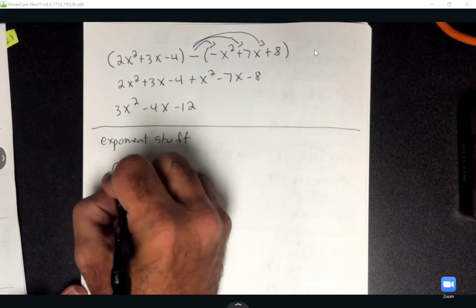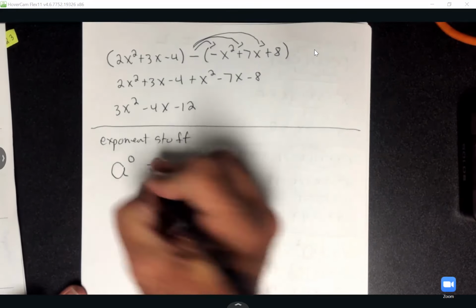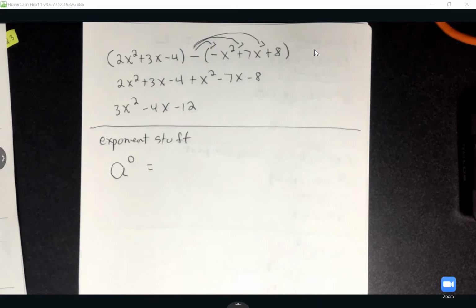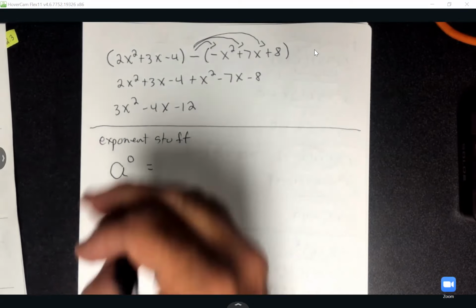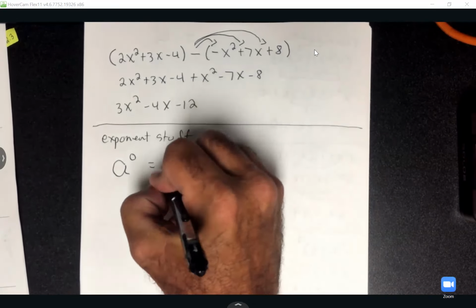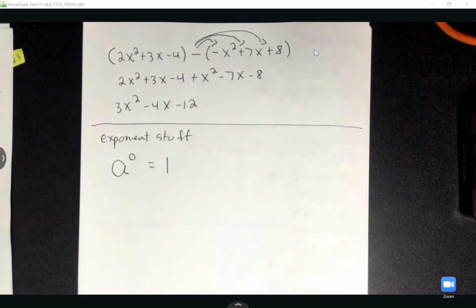How about this? Any number to the 0 power, what does that equal? Oh, Taylor and Lana. So I will say this, out of the 4 chats, 3 are wrong. So there you go. Y'all, anything to the 0 power is 1.